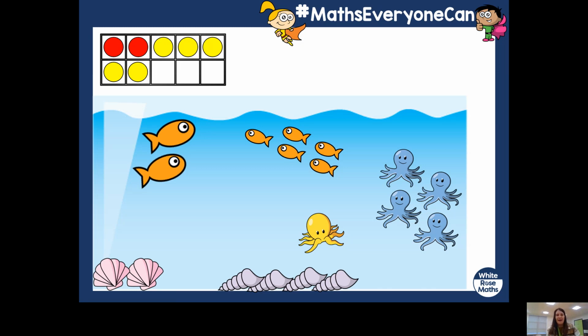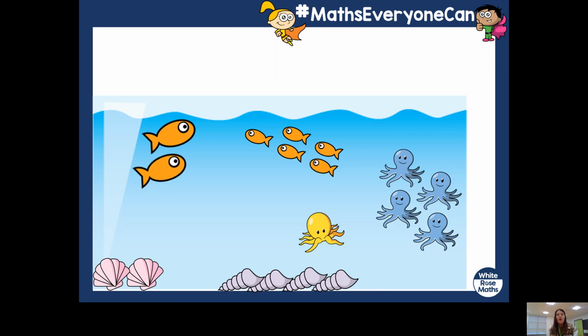So how many counters have we got all together in our tens frame? That's right. 1, 2, 3, 4, 5, 6, 7. There are 7 counters in our tens frames. So there are 7 fish all together. We could even challenge ourselves and write the number sentence 2 adds 5 equals 7. Excellent. There we go, number 7.